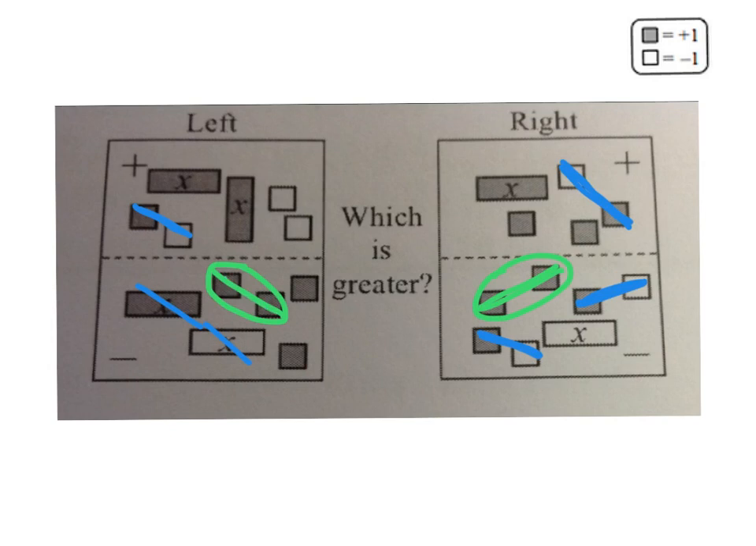Now let's look at the top. Over here I see an X tile and an X tile. Again, same amount on both sides. I don't really need to look at that, so I'm going to cancel those out. Okay, so those are gone.